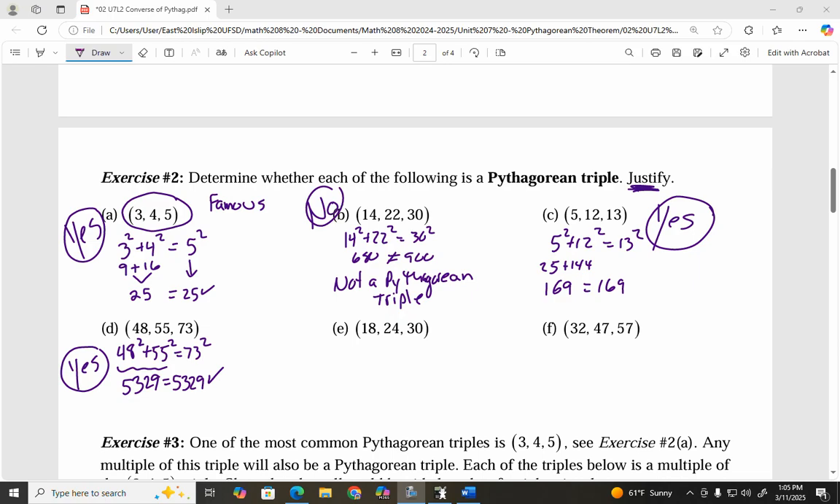So for D, I got yes. 5,329 equals 5,329. Honestly, just looking at the 3 numbers, if it's not a famous triple, I don't know if it's going to work or not. I actually have to do it.